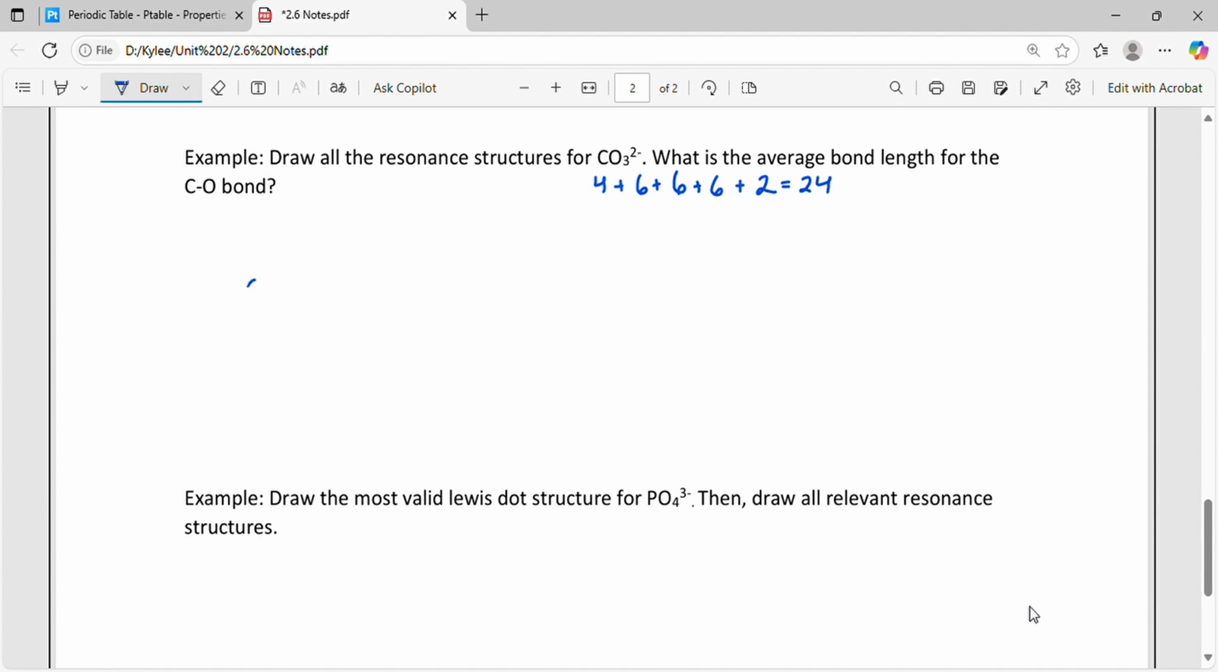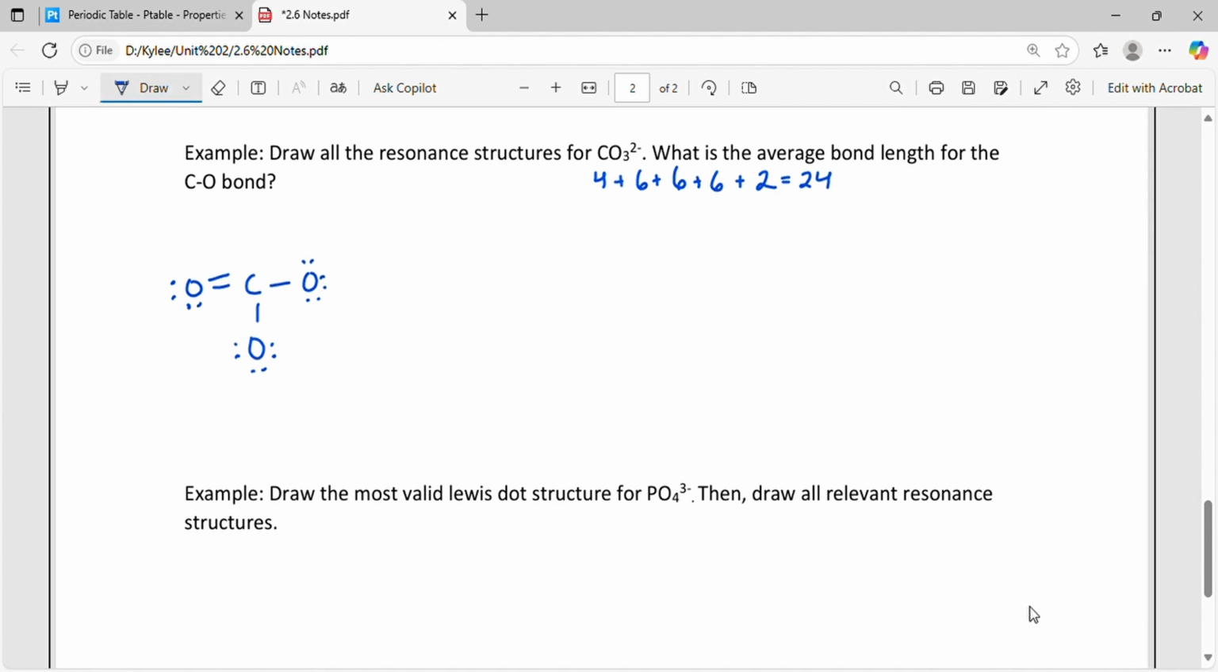I'm going to put carbon in the middle. I'm going to connect my oxygens on each side. I have 2, 4, 6, 8, 10, 12, 14, 16, 18, 20, 22, 24. I notice that carbon does not have an octet. So I'm going to remove 2 of these electrons and bring them here and make a double bond. And usually when we have an ion, we put brackets around it to show that this is an ion and that we've added 2 electrons.